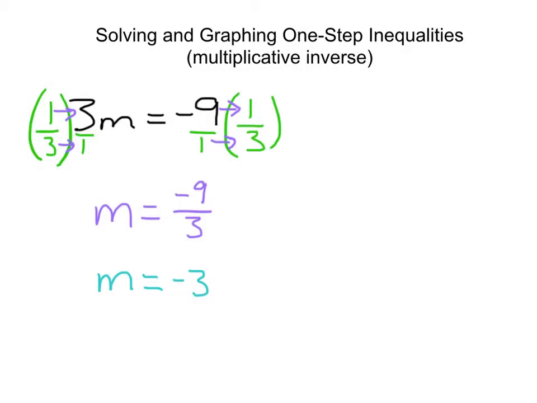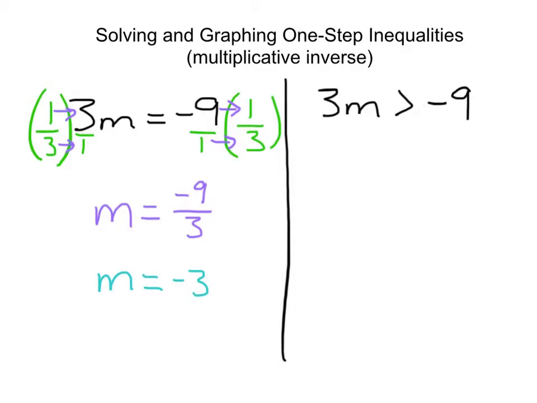So we're going to compare that to solving a one-step inequality using multiplicative inverse. We're going to divide our page here. Let's start with the exact same thing. We're just going to change the equal sign this time to an inequality, and it can be any inequality. I'm just choosing greater than in this case.